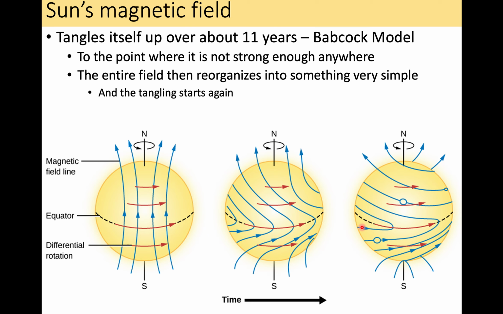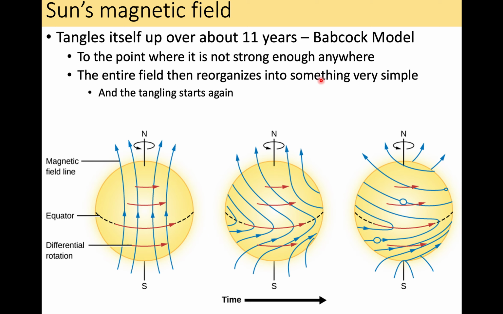So the magnetic field gets so messy, it gets to the point where it's not strong in north or south anywhere because it's such a mess. Then all of a sudden, it's like there's no north and no south because it's too messy. So the whole magnetic field will just reorganize itself into something very, very simple, like this north-south again. This takes about 11 years.